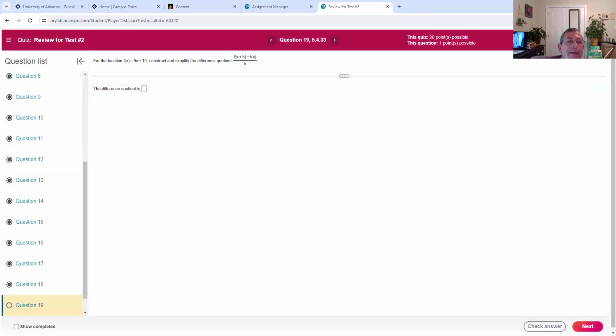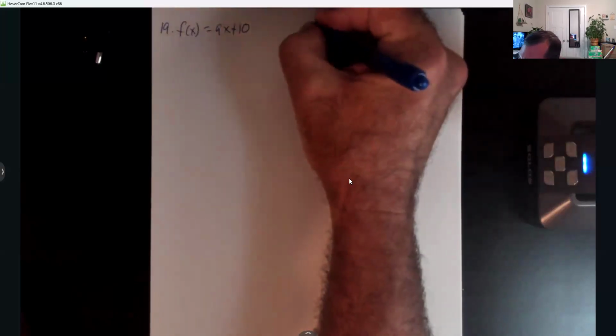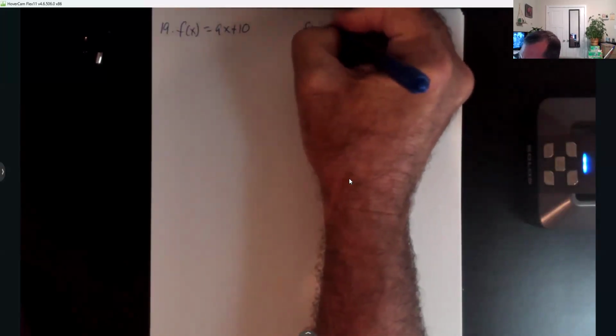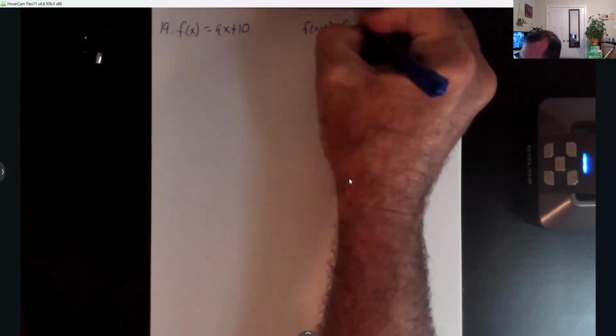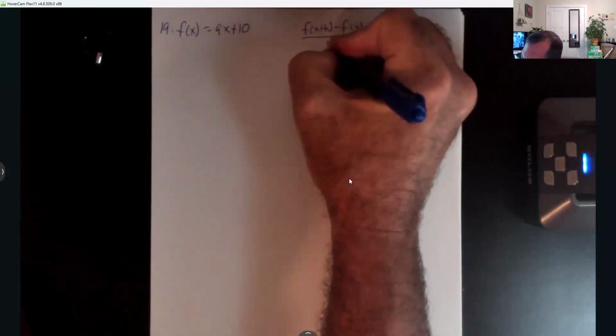Number 19. Oh, so let's write this one down. So, number 19. I think 19 and 20 are both doing the difference quotients. So this one gives me f of x equals 9x plus 10. So this was the stuff we learned yesterday. So y'all remember the difference quotient, f of x plus h minus f of x all over h.